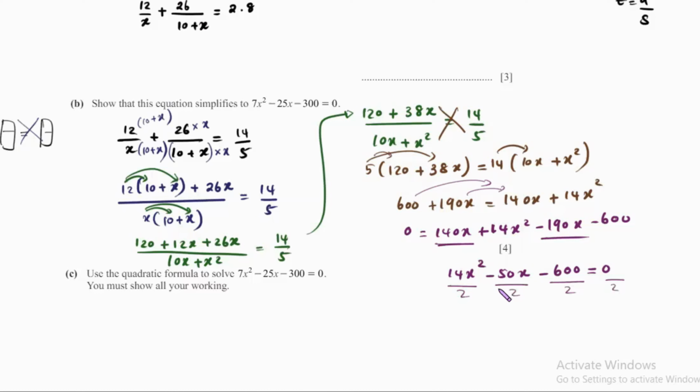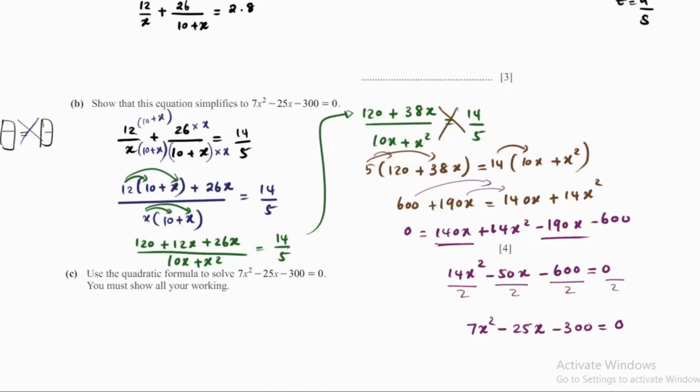So 14x squared, when I divide by 2, I get 7x squared. 50 divided by 2 is minus 25x. Then I have minus 300. 0 divided by 2 is the 0. So this is what we are expected to get, and we have shown that.